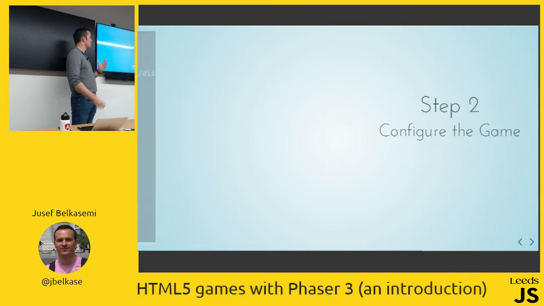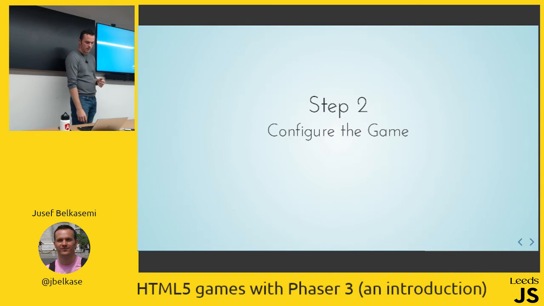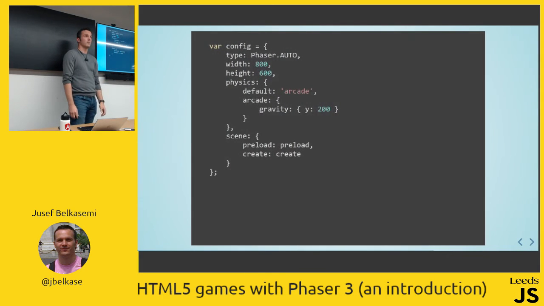In step 2, we need to configure the game. The game is configured using, again, a simple JavaScript object where we define what type of game it is. You can basically have 3 types: Phaser canvas, so you're using the canvas element, WebGL, or auto. Auto means that it will use WebGL, and if it can't, it'll fall back to canvas. You define the width and the height of the screen of your game, the physics engine, and the scene.